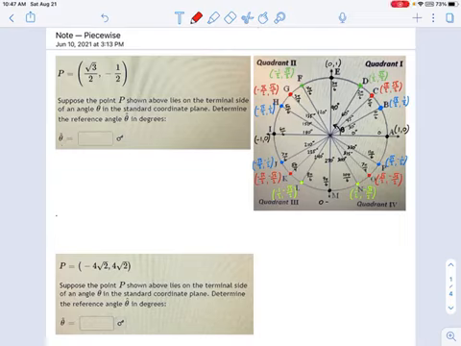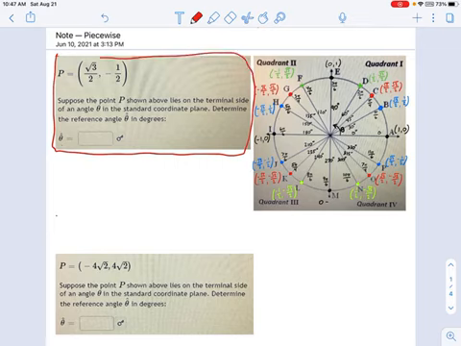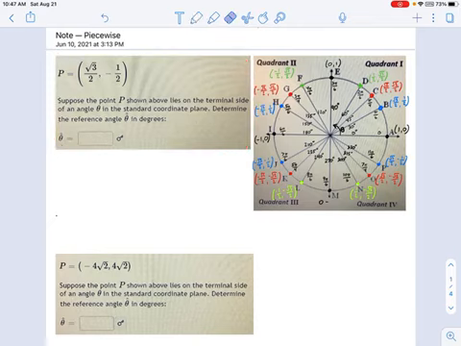In this question, and I'm going to start off talking about this one right here, we're asked, if you have this point P, right, there's the x-coordinate, y-coordinate, radical 3 over 2, negative 1/2. Suppose you have this point P on the terminal side of an angle in the standard coordinate plane. It wants to know what is the reference angle in degrees.